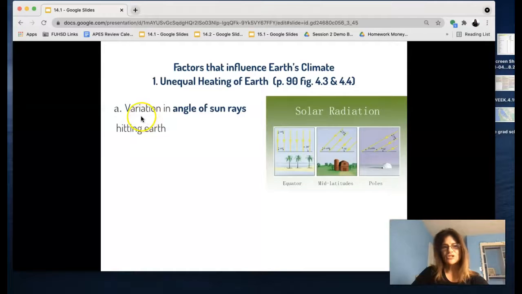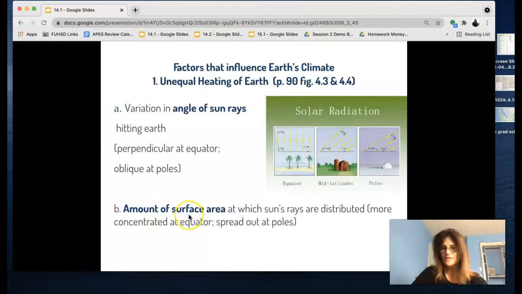So we've already mentioned how there's variation in the angle at which the sun's rays hit the Earth. If you look at the equator, the sun's rays come straight on to the equator. They are perpendicular to the equator. But as you make your way from the equator to the mid-latitudes and then eventually to the poles, the sun's rays come in at an oblique angle.